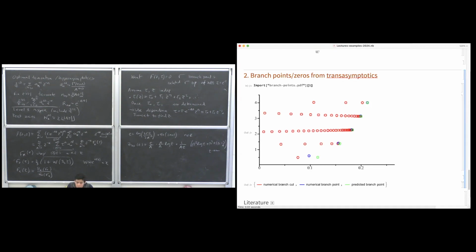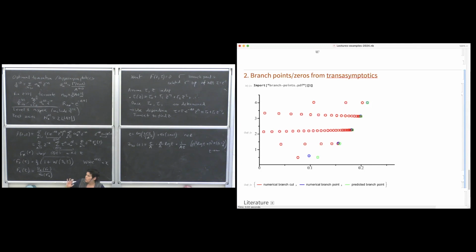So you don't even have to calculate more. And this is what I mean: it's an asymptotic prediction, an analytic asymptotic prediction, right? It's not a numerical prediction of the branch points.